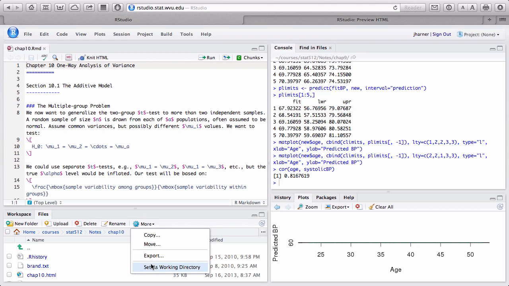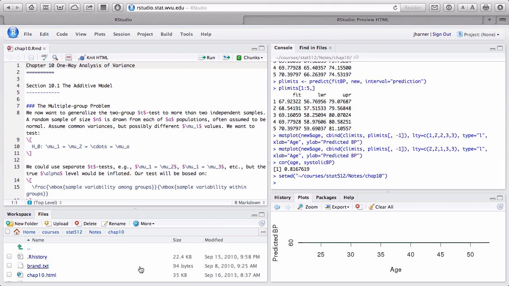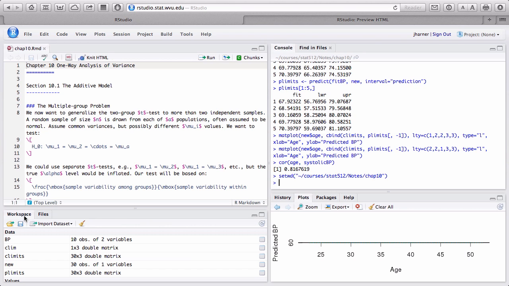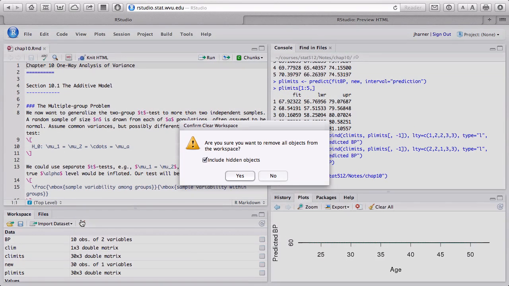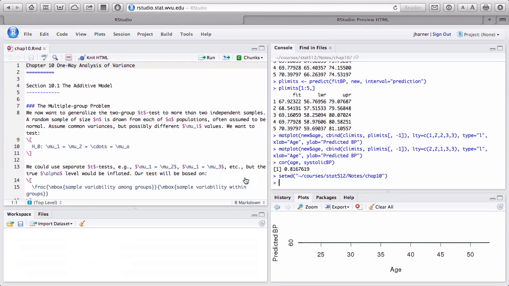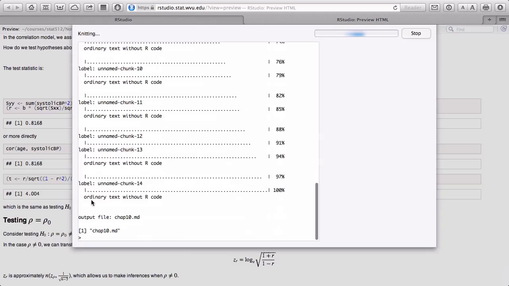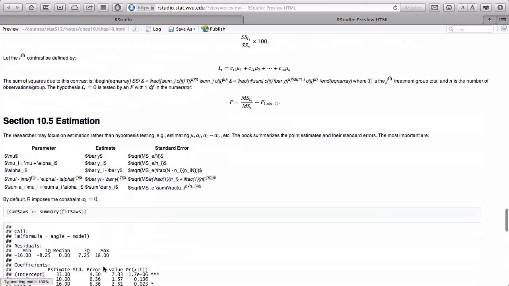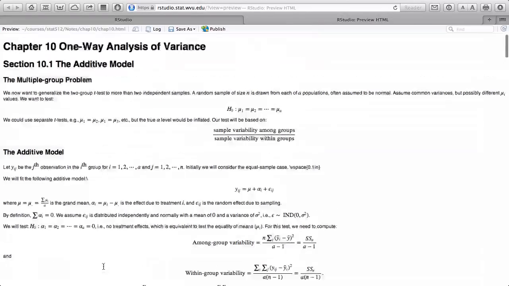Now I'm going to set the working directory to be Chapter 10, and clear the workspace. I'm going to go ahead and create the Chapter 10 HTML file. So we're going to do one-way analysis of variance in Chapter 10. And in 10.1, we're going to look at the additive model and what it is.